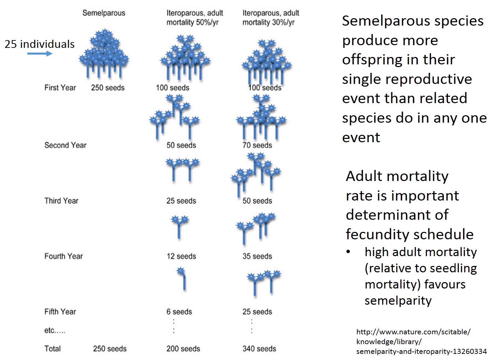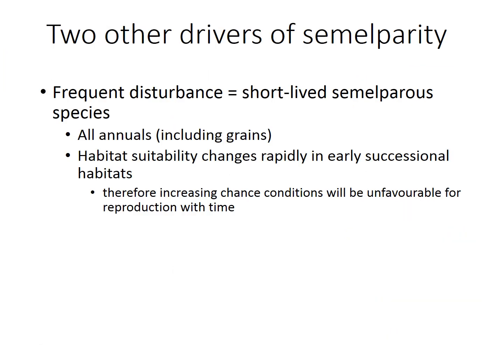So remember that high adult mortality, at least relative to seedling mortality, favors semelparity. But there are at least two other factors, in addition to high adult mortality, that can favor semelparity. The first of these is frequent disturbances. Under frequent disturbances, we expect to see many short-lived semelparous species.